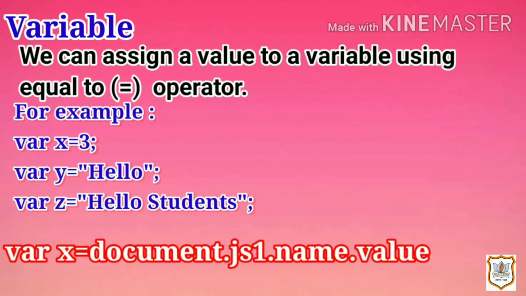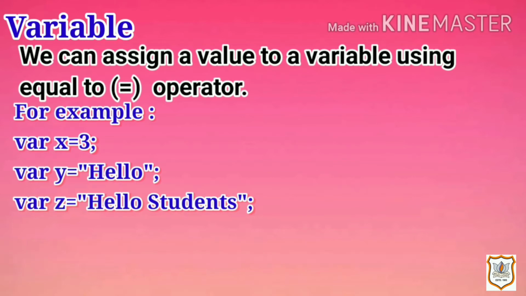In form validation, inside the function validate form, we have a statement. Example, var x equal to document.js1.name.value. Here x is a variable, js1 is the name of the file and name is the name of the field.